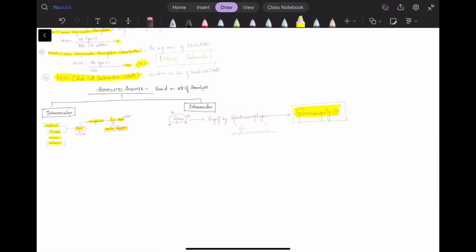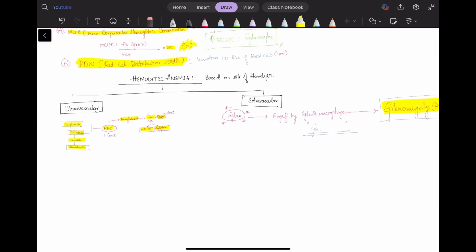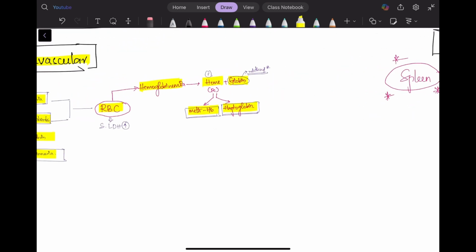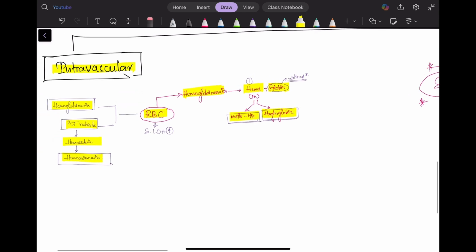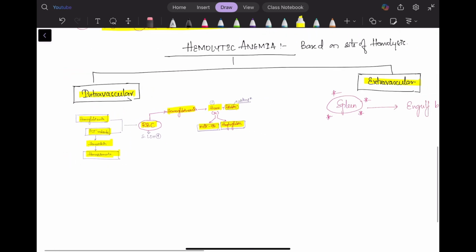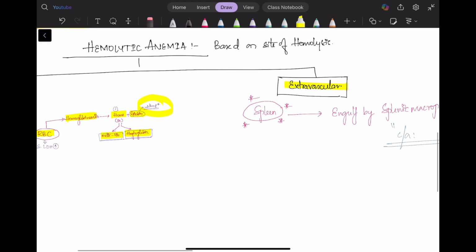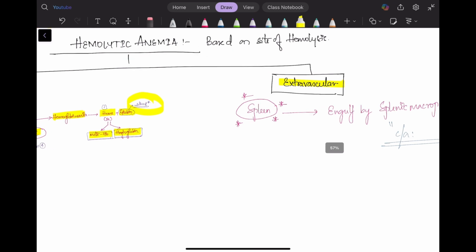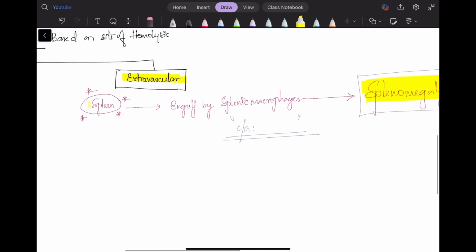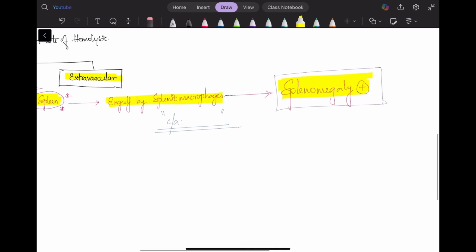So based on site of hemolysis we have intravascular, extravascular. Intravascular: hemoglobinemia, heme, globin, methemoglobin, haptoglobin. So RBC, hemoglobinuria, PCT reabsorbs, hemosiderin, where globin is reutilized. Okay, it's globin, no confusion. Extravascular, we have spleen, which is engulfed by splenic macrophages, splenomegaly.